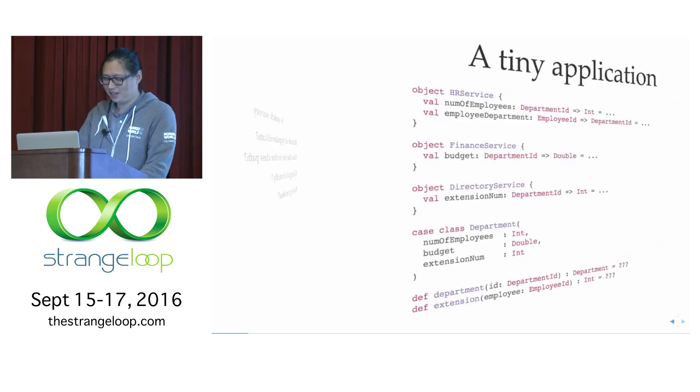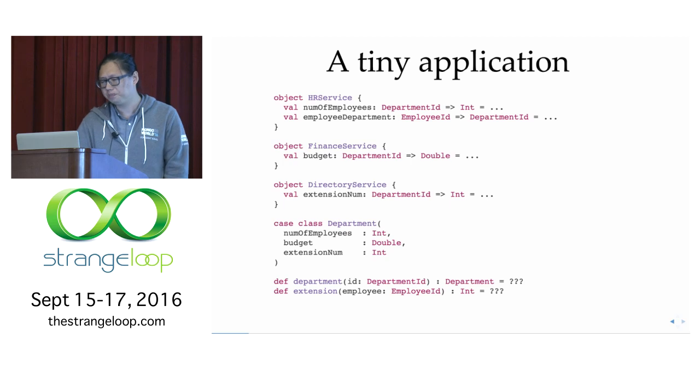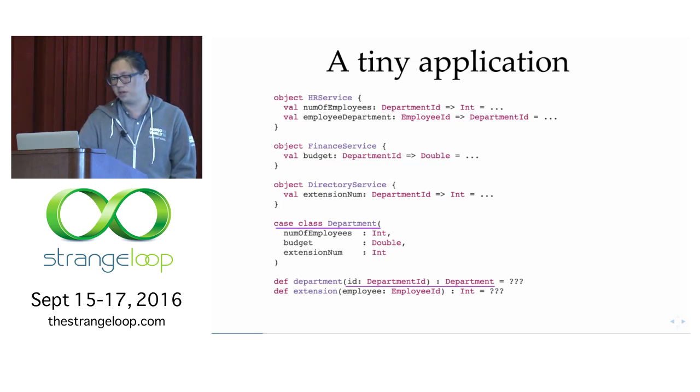Cool. All right, so we start with a tiny program or application. It's not that real world, but we start from simple. We have some services at our disposal. An HR service that can return a number of employees for a department, and so on, and budget and extension numbers from different services. And we need to build two functions out of those. One is to get a department out of those services. We need to get a number of employees, budget, and extension.